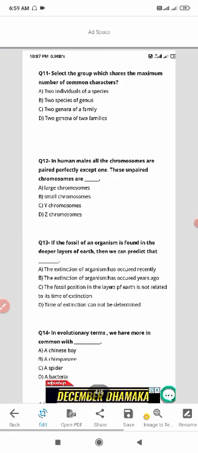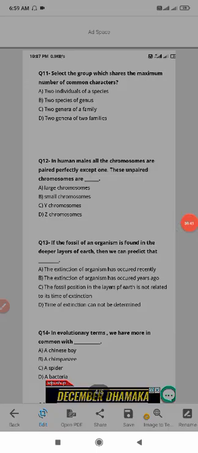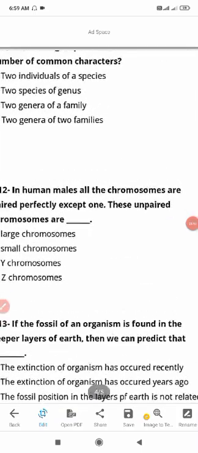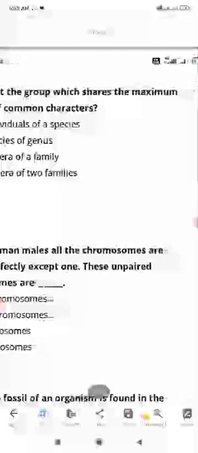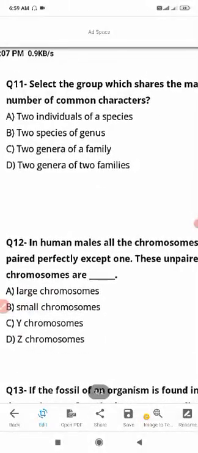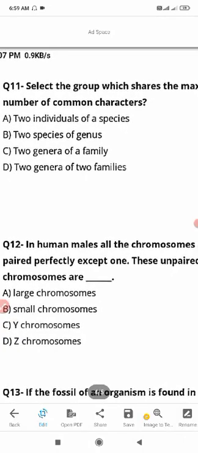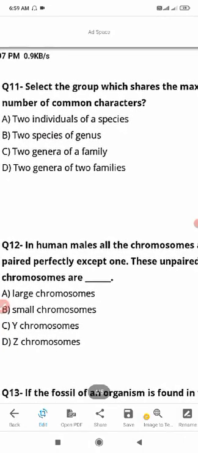Now question number 11. Select the group which shares the maximum number of common characters. It means two species of a genus, two genera of a family, two genera of two families.